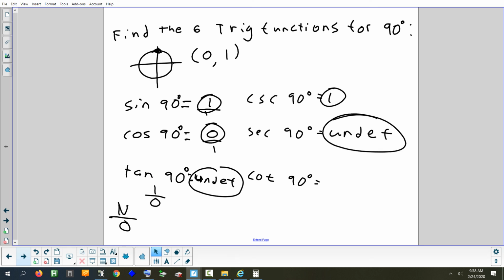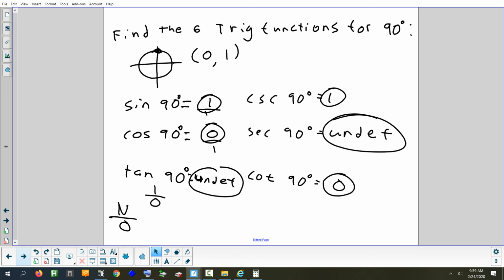All right, so we've seen when you flip 0, you get undefined. How about when you flip undefined? What would you get? 0. Flip 0, you get undefined. Flip undefined, you get 0. And those are your 6 trig functions for 90 degrees. Any questions on them?